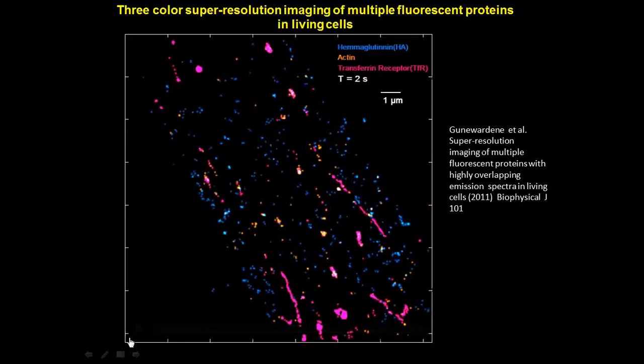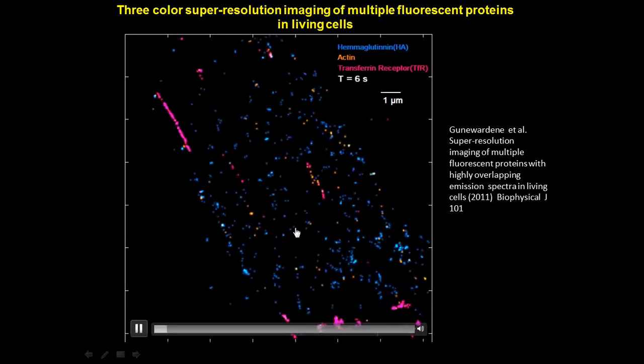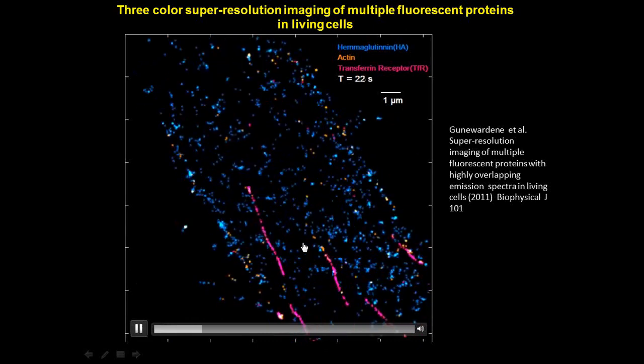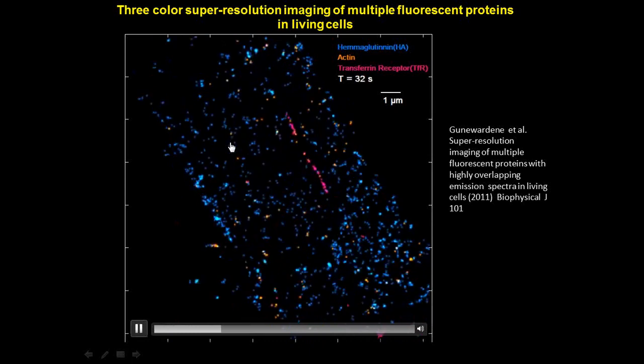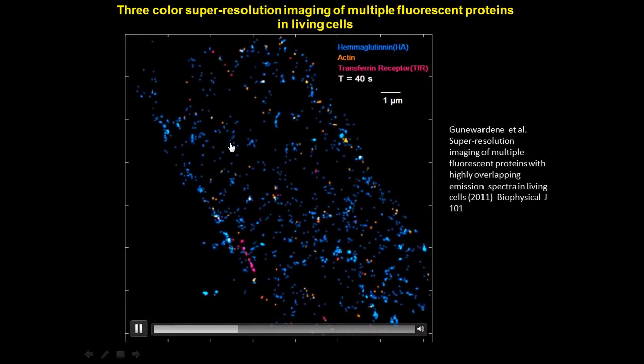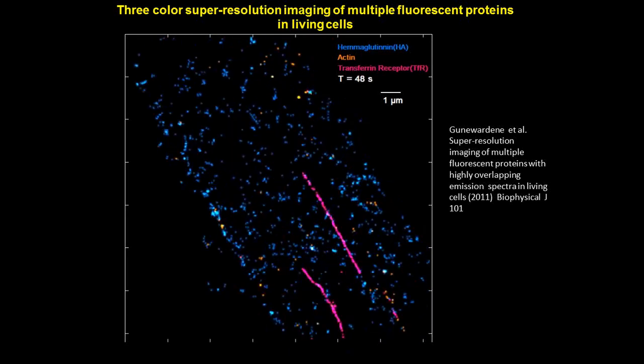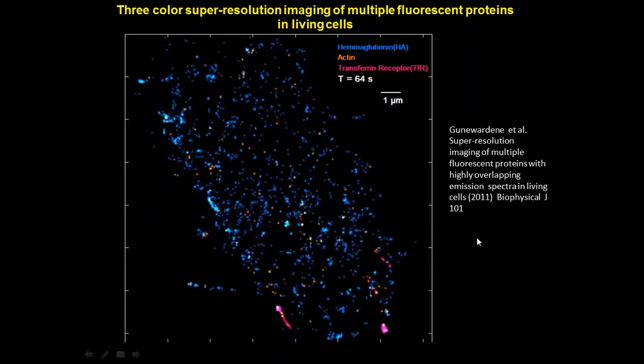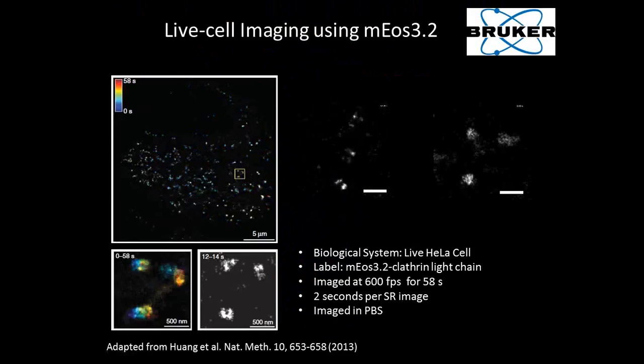And I have a movie here, which you can take a look at, of how the transferrin receptors are forming these tracks on the cell membrane. So that gives you an idea that you can also use fluorescent proteins for doing the imaging. So I want to give you a few more examples. Since I started off with live cell imaging, here are a few more examples of live cell imaging done with fluorescent proteins and dyes. So this is from Dr.